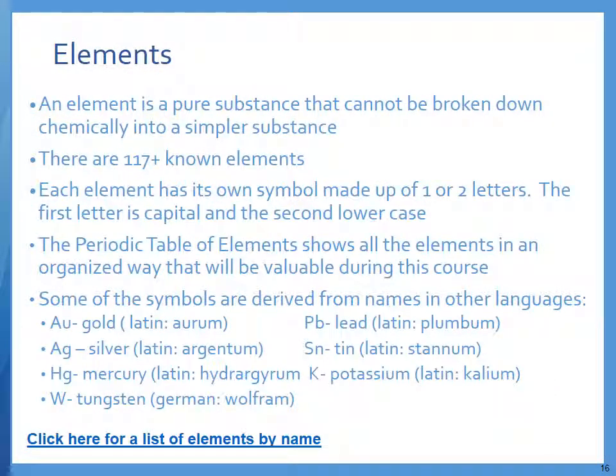Okay, so just going a little bit deeper. Like I said a minute ago, elements are pure substances that cannot be broken down chemically into simpler substances. They can't be broken down physically either. They can't be broken down in any way. They are the simplest substances known. There are 118 known elements. Each element has its own symbol made up of 1 or 2 letters.